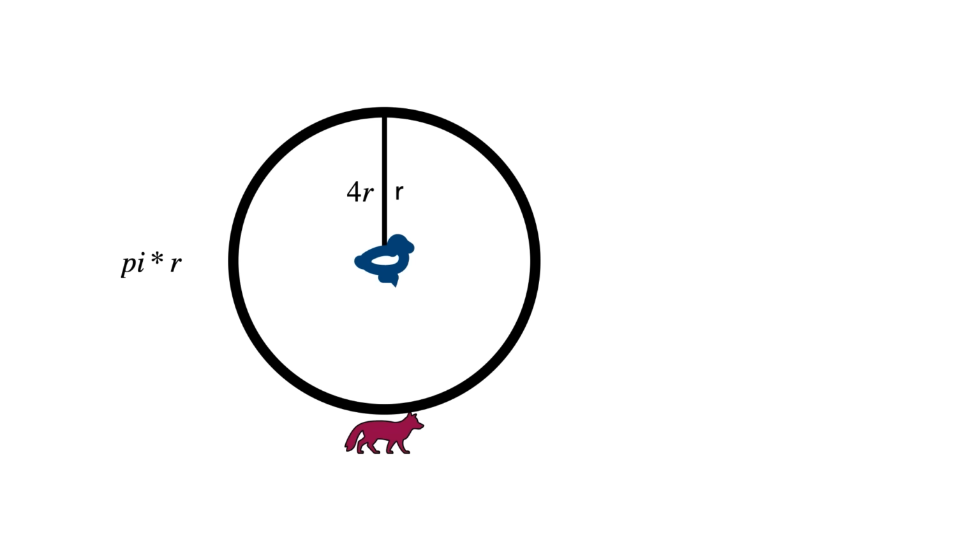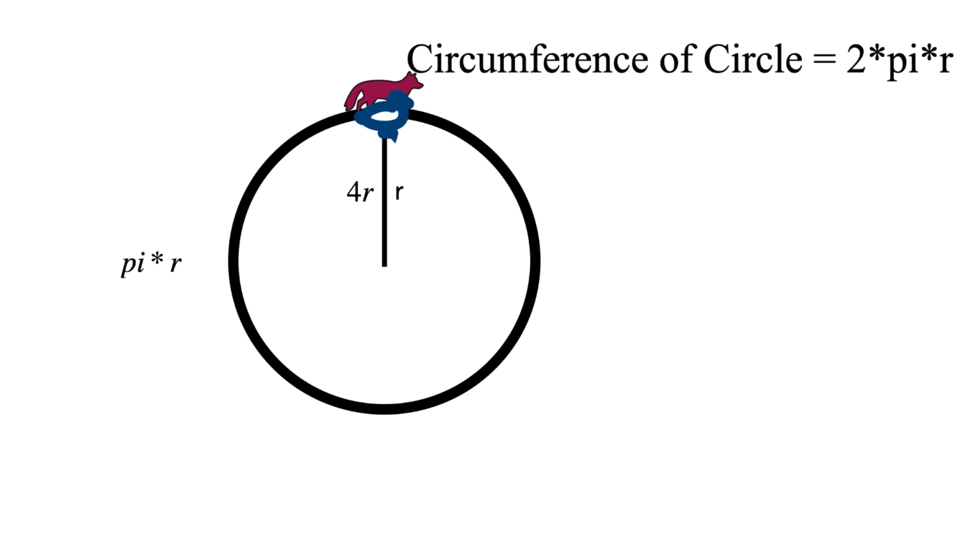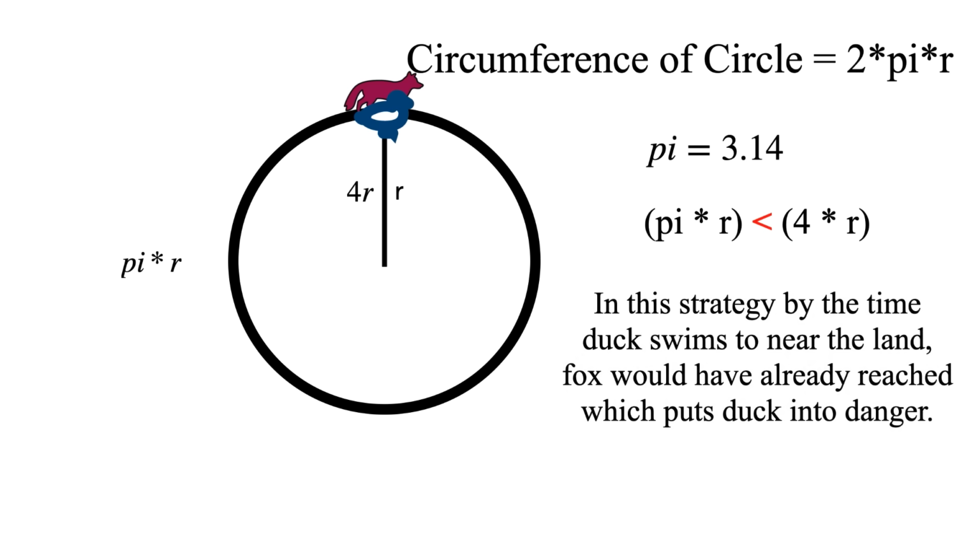One would think that the duck could swim directly away from the fox, so the duck would have to swim a distance r. The fox would have to cover half the circumference of the pond, that is pi r. Pi r because the circumference of a circle is 2 pi r, but here the fox has to cover half the circumference, hence the distance becomes pi r. But this strategy won't work, since the fox is 4 times faster than the duck. We know that the value of pi is 3.14, thus pi into r.